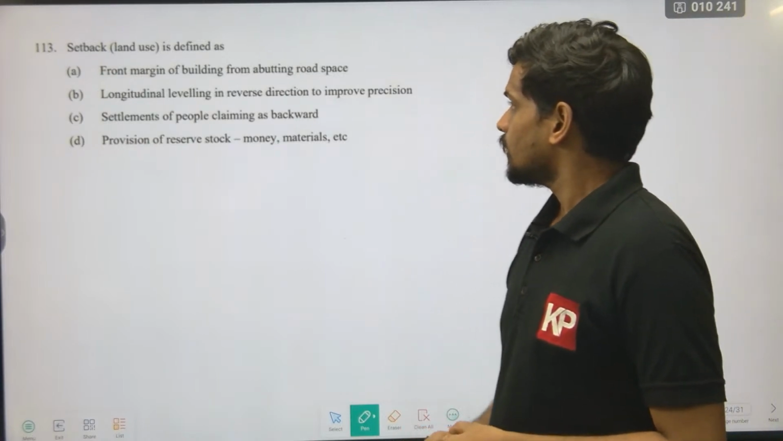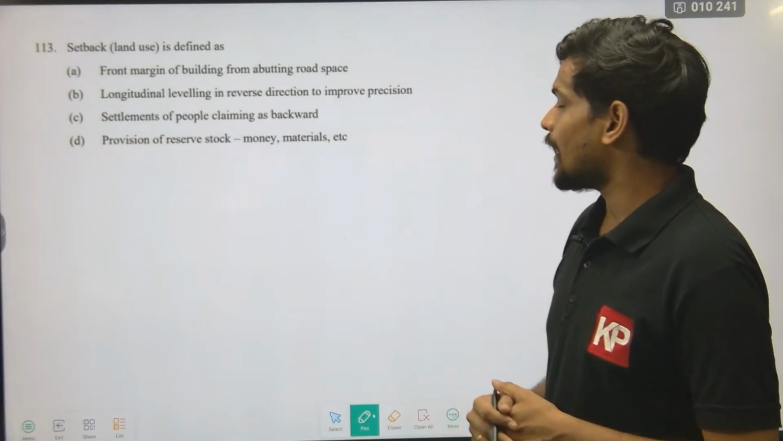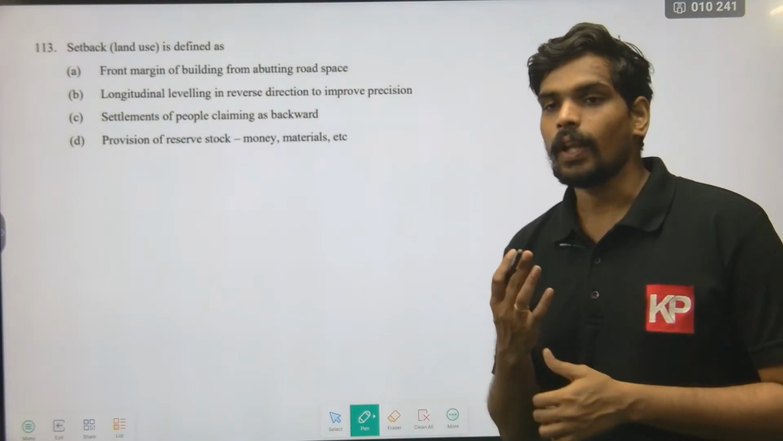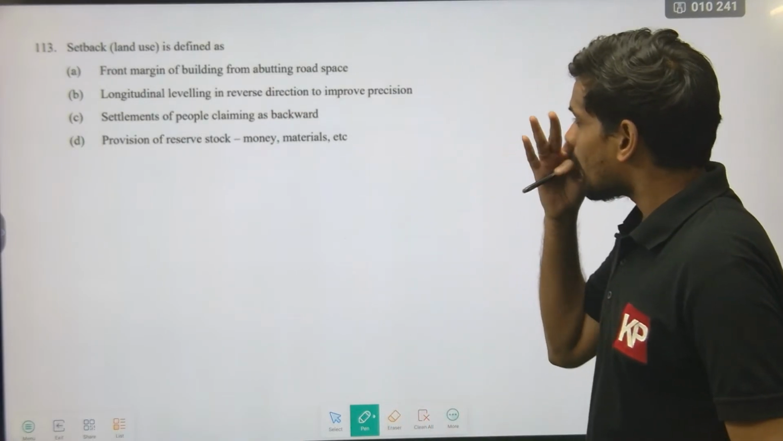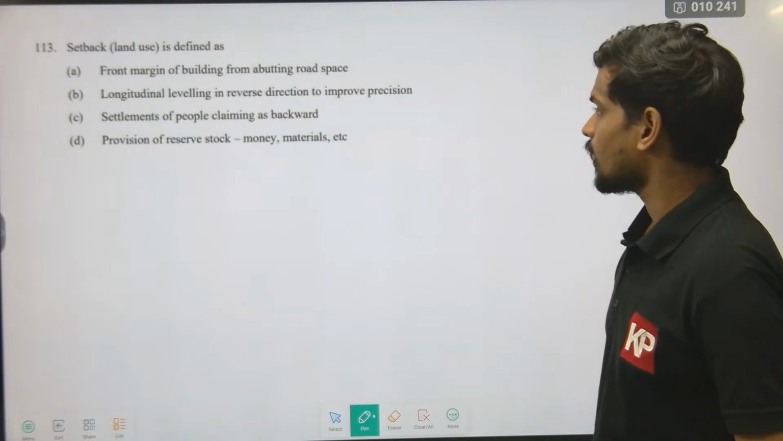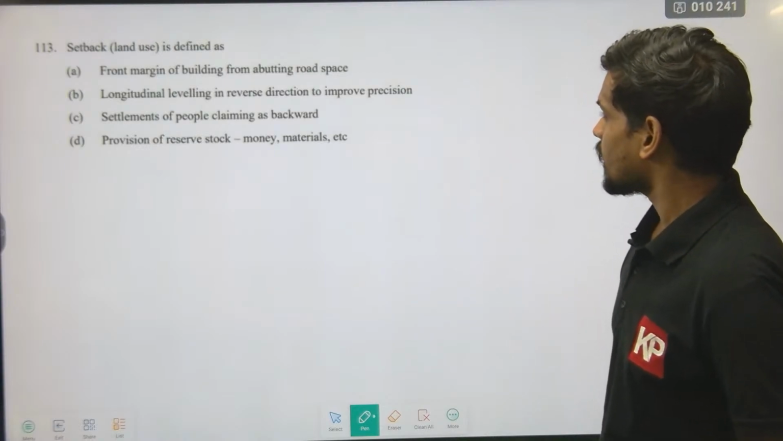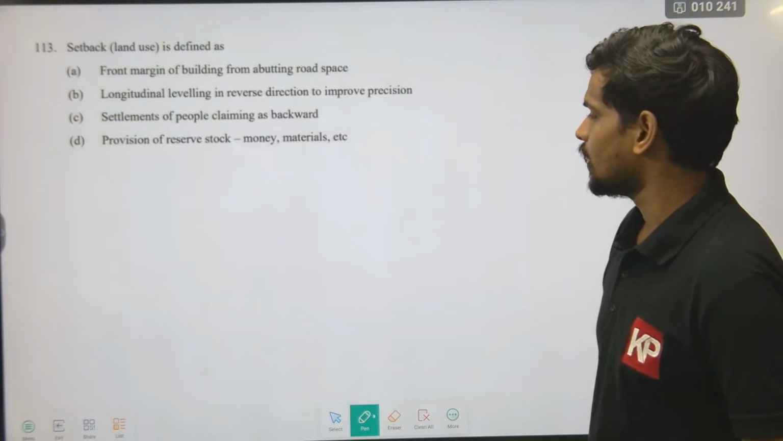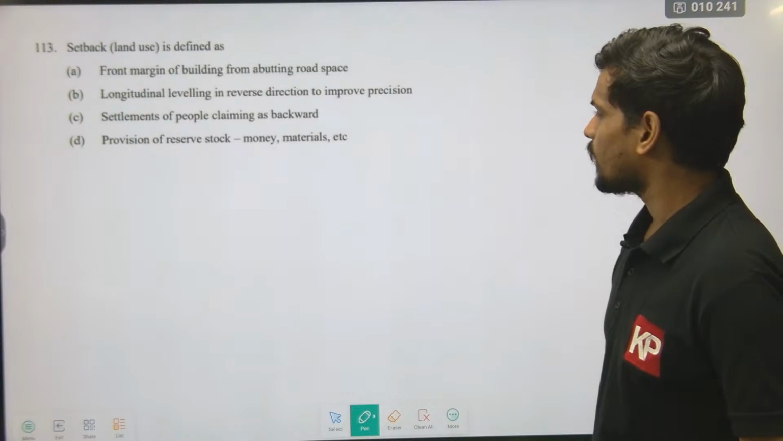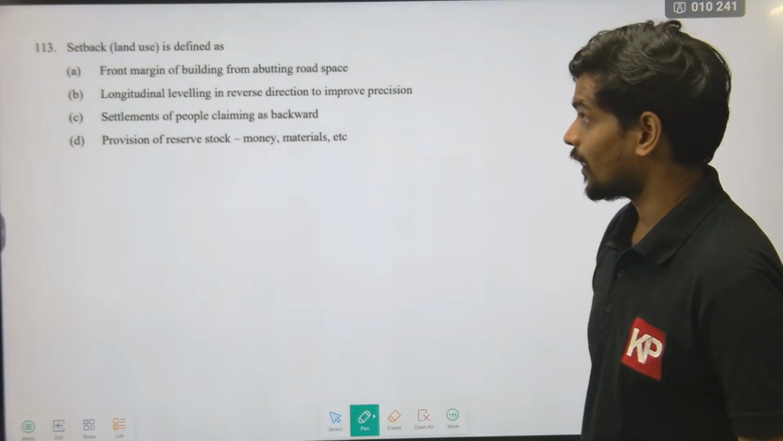Next one, setback in the context of land use is defined as. A very simple question. Let's go through the options and identify what is setback. Front margin of building from abutting road space, longitudinal leveling in reverse direction to improve precision, settlements of people claiming as backward, provision of reserve stock, money, material, etc.